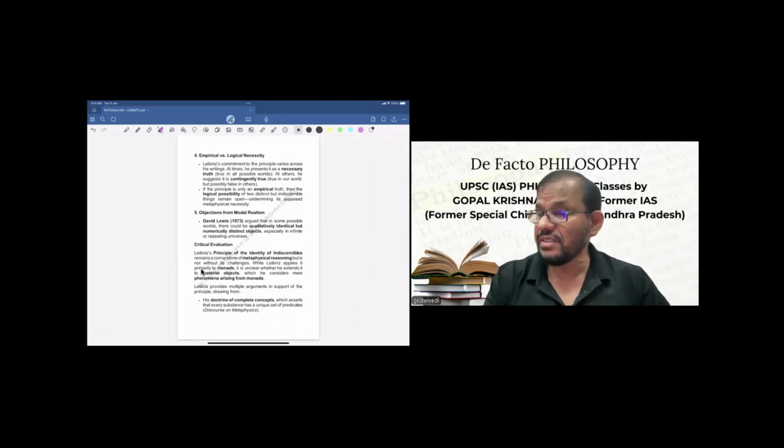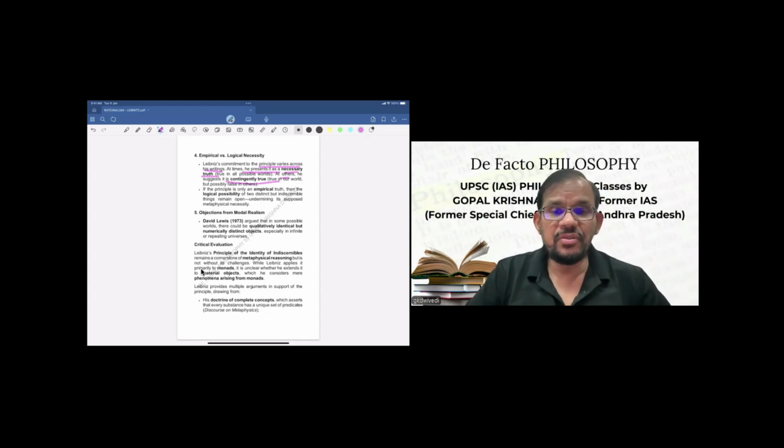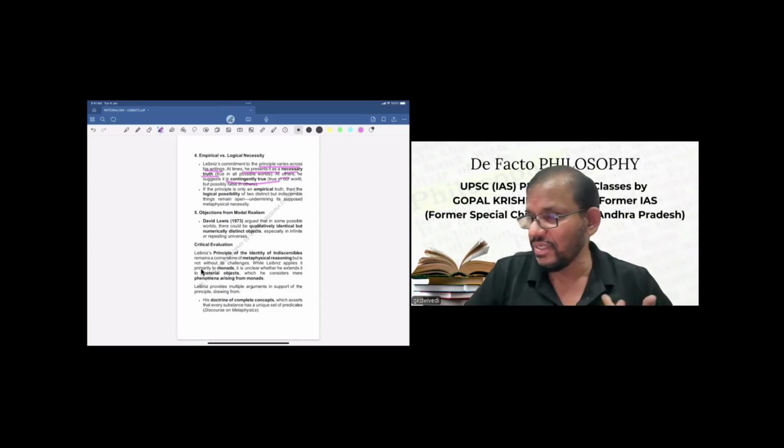Then, empirical versus logical necessity. Leibniz's commitment to the principle varies across his writings. At times, he presents it as a necessary truth, then as a contingent truth. So basically, in different writings, Leibniz wavers from necessary to contingently true. Because he might have seen various criticisms of his time and then tried to modify his view, but his view is not very consistent in all his writings.